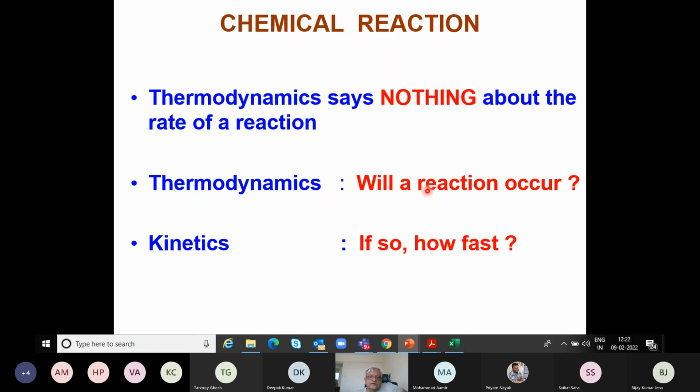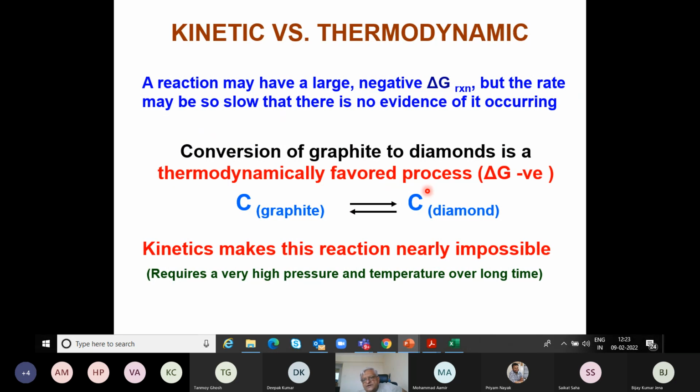Thermodynamics doesn't say anything about when the reaction will happen, how much time it will take, whether it will take 30 seconds, 1 hour, 2 hours, or 10 years. We don't know. But it does tell you whether the reaction will occur or not. This is a good example for you to understand what I mean. A reaction may have a very large negative delta G, that means a large negative change in free energy, which means it is a feasible reaction. But the rate may be so slow that there is no evidence of it occurring.